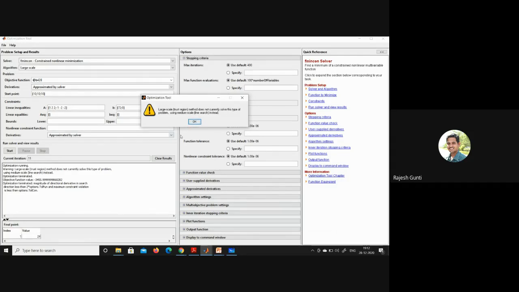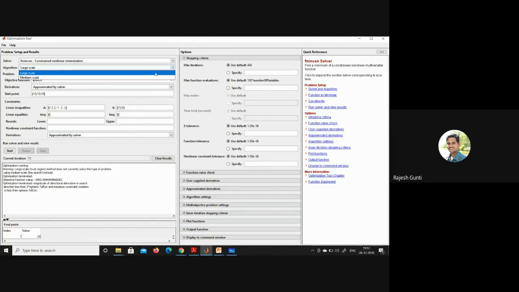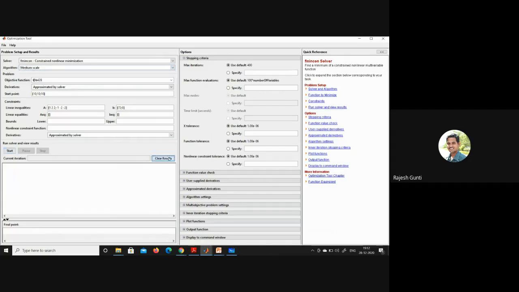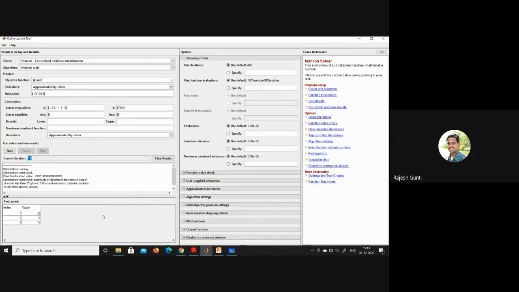Stress in matrix does not correctly solve this type of problem using medium scale. We take a medium scale. Okay, we have the values. X1 is equal to 24, X2 is equal to 12, X3 is equal to 12. This is the initial point, and this is the objective function value.